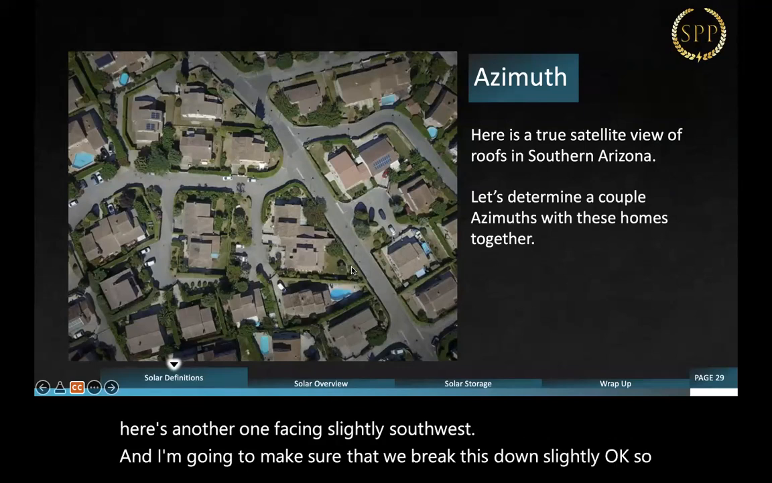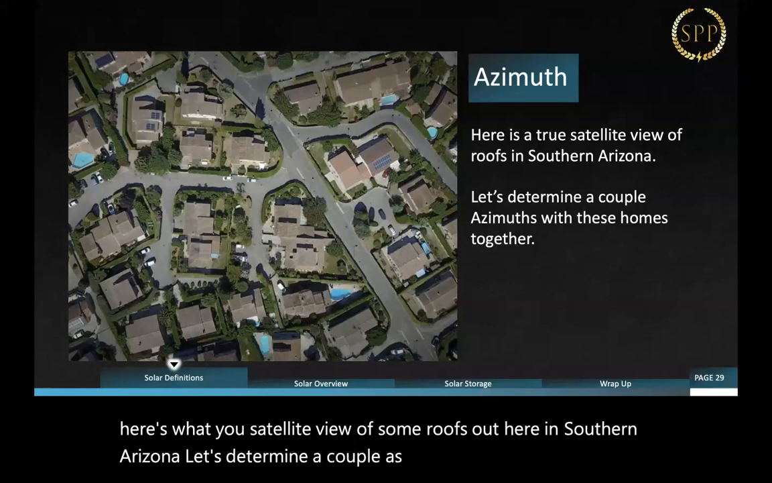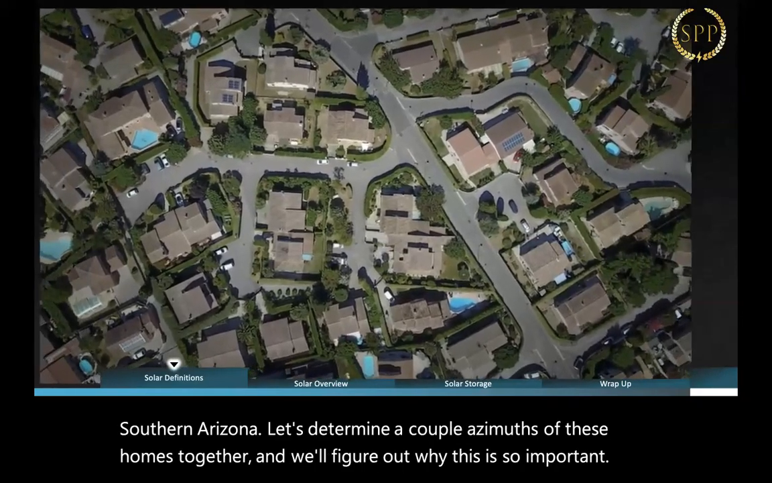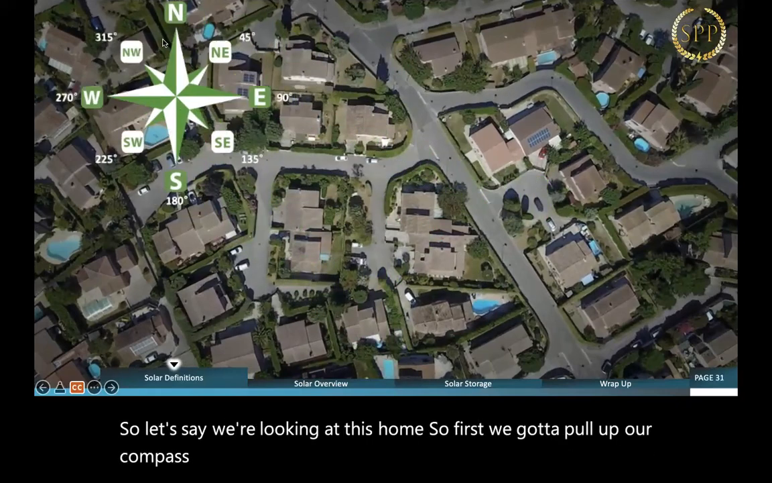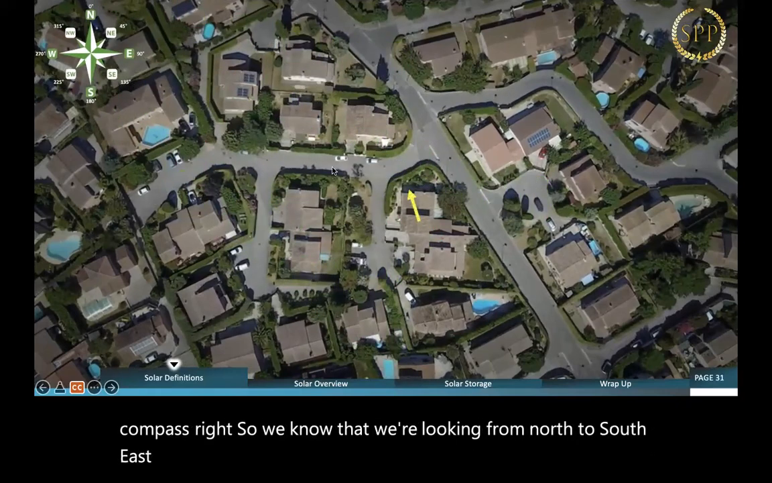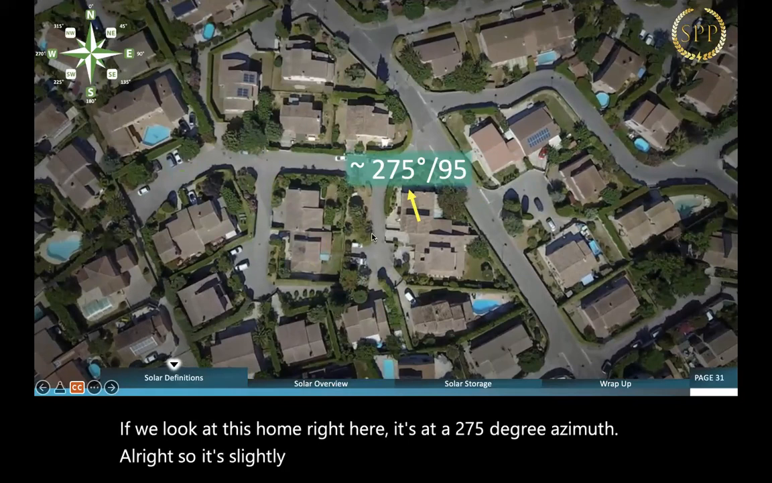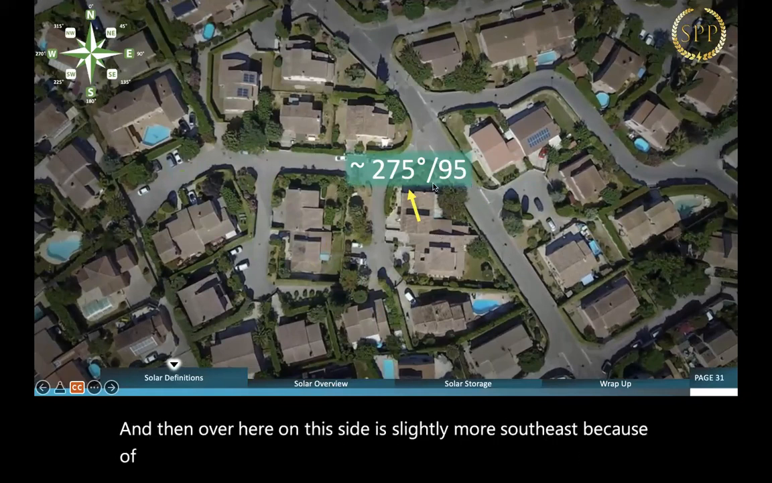Okay. So here's a true satellite view of some roofs out here in Southern Arizona. Let's determine a couple azimuths of these homes together, and we'll figure out why this is so important. All right. So let's say we're looking at this home. So first we got to pull up our compass, right? So we know that we're looking from north to south, east to west. If we look at this home right here, it's at a 275-degree azimuth. All right. So it's slightly more northwest than it is facing west. And then over here on this side is slightly more southeast because of that. So it's 95. It's only a 5-degree difference on the two.